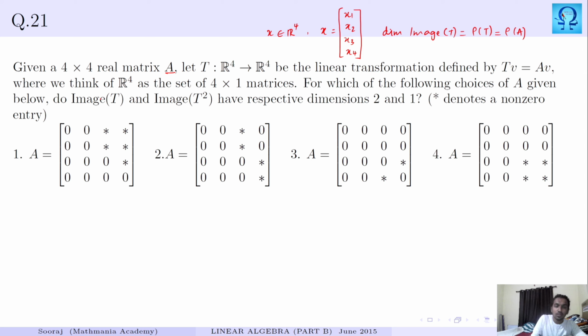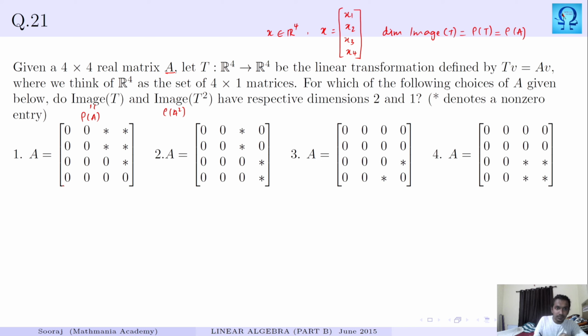So in order to find the dimension of the image of T, it is enough to find the rank of A, and similarly the rank of A squared. These are the two things that we have to find.